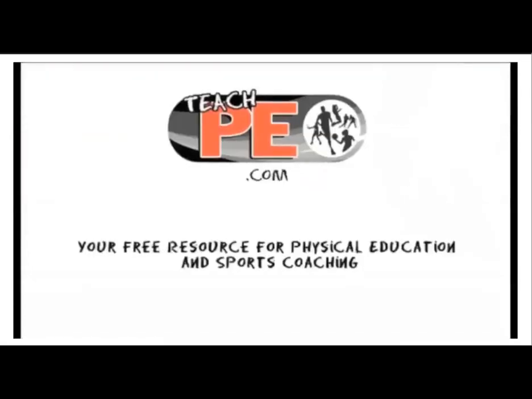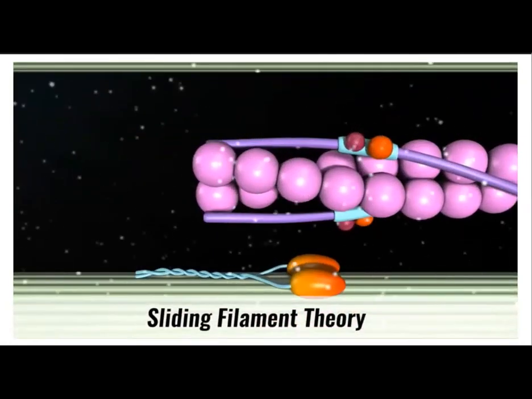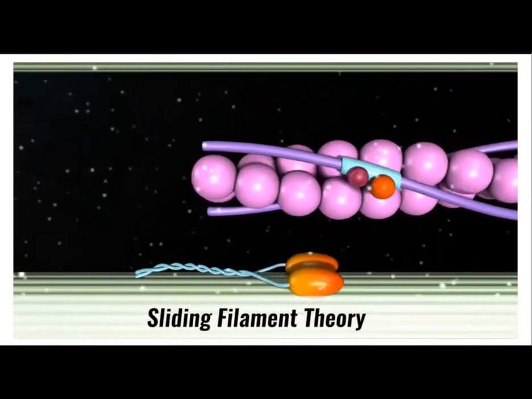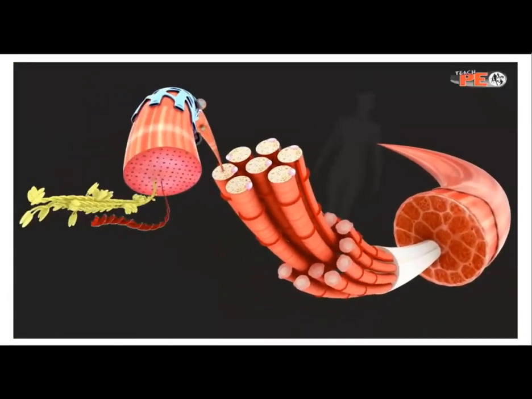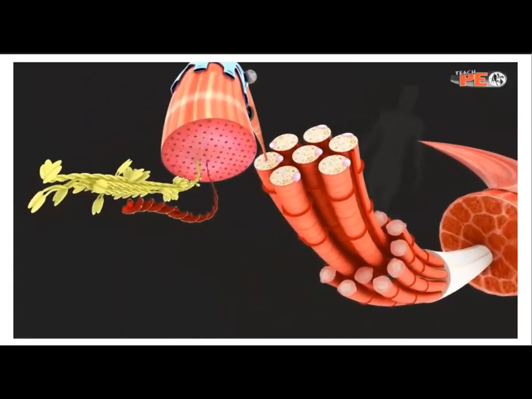Okay, and there's one more video and then we continue. Sliding filament theory is the mechanism by which muscles are thought to contract at a cellular level. An understanding of the structure of skeletal muscle is useful when learning how sliding filament theory works.